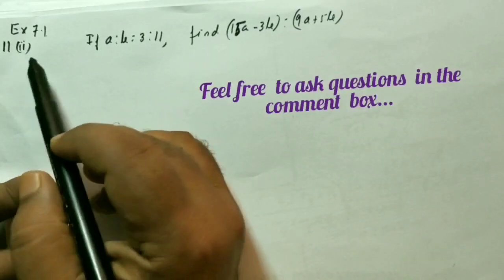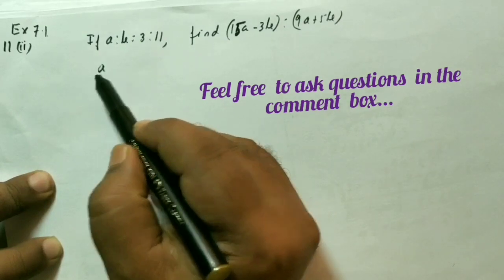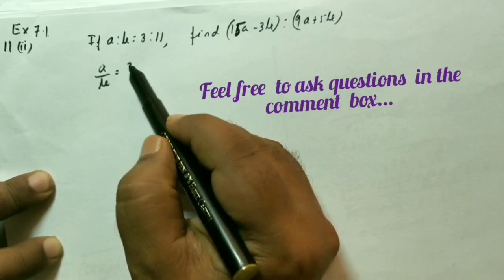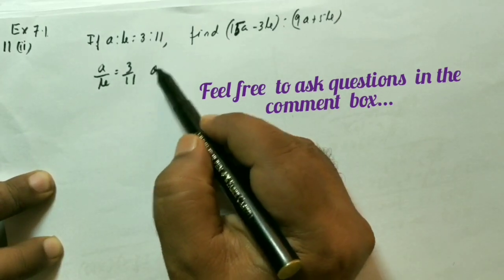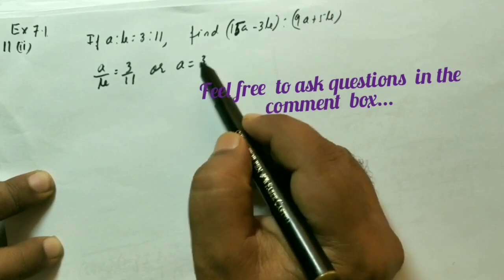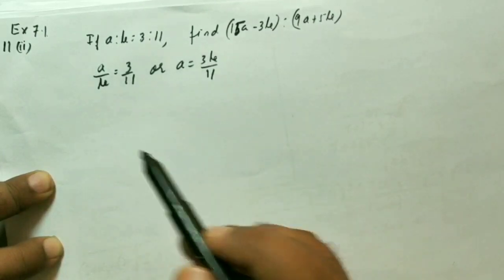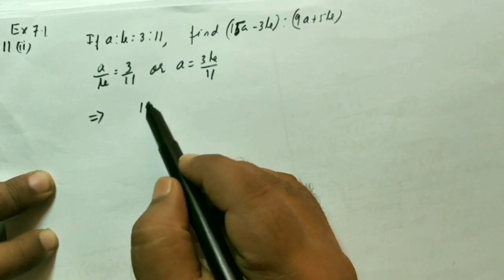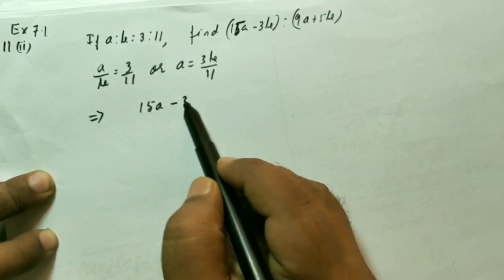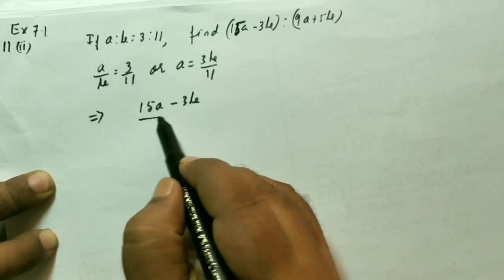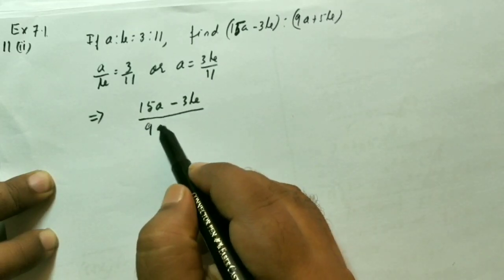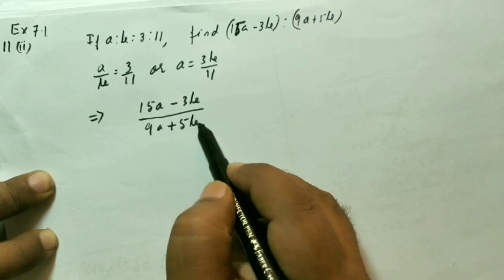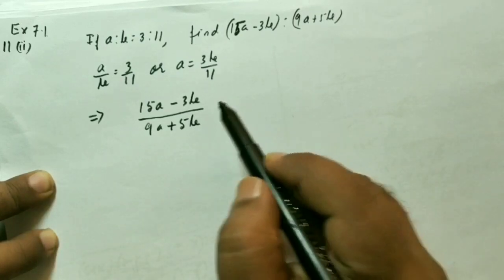This is question number 11, second. A by B is 3 by 11, or A is equal to 3B by 11. Now I have to find (15A minus 3B) divided by (9A plus 5B).